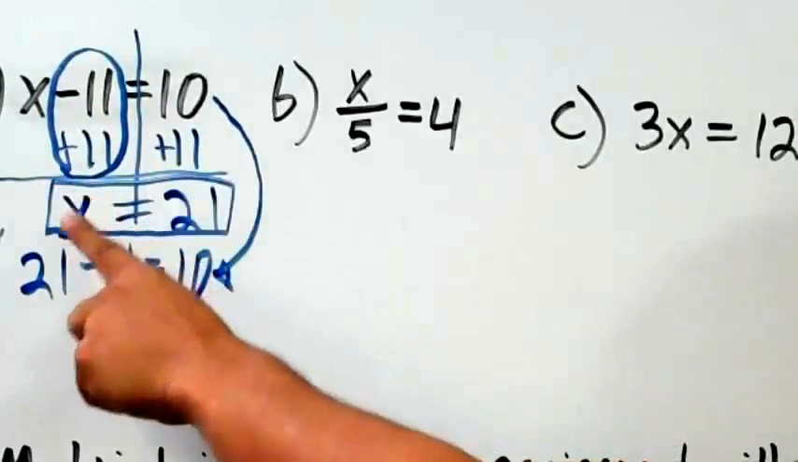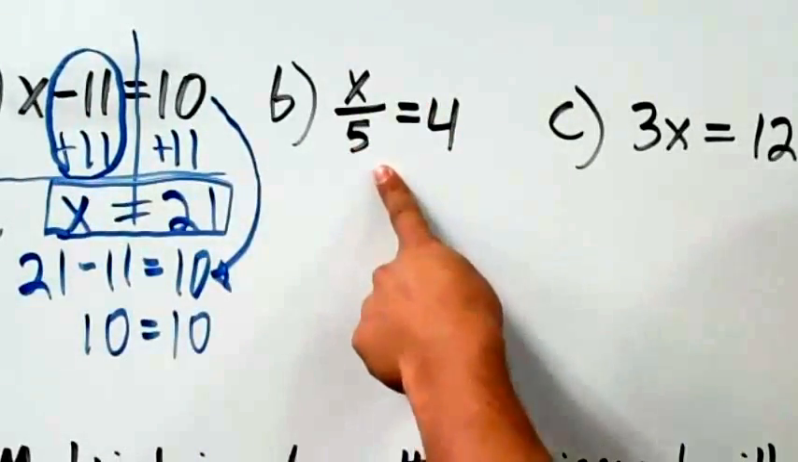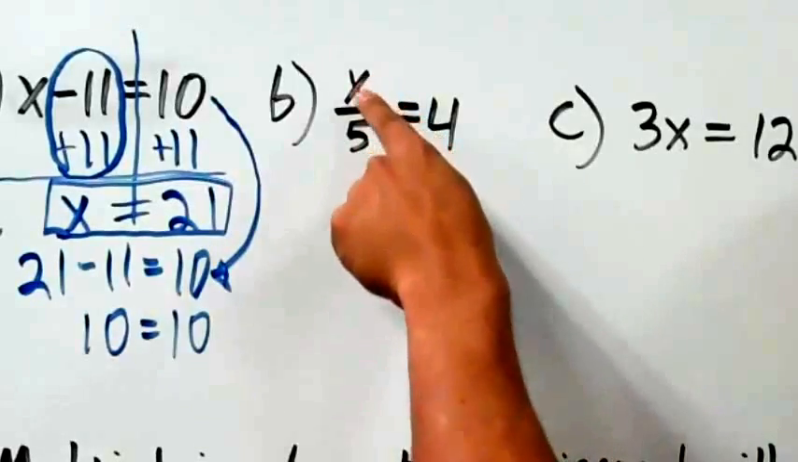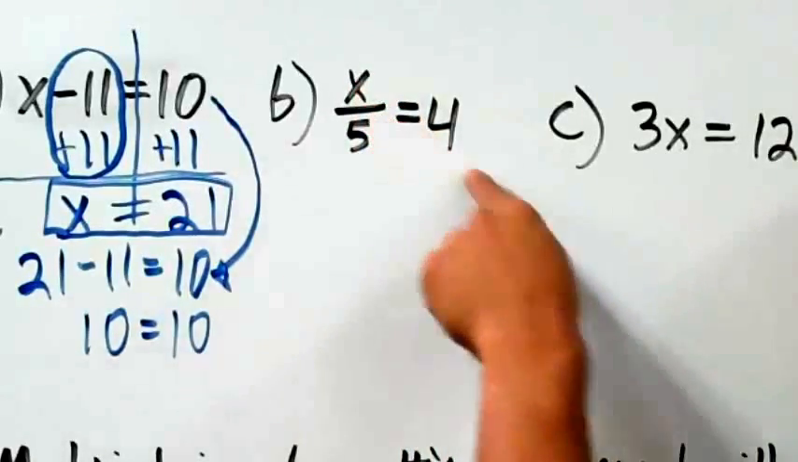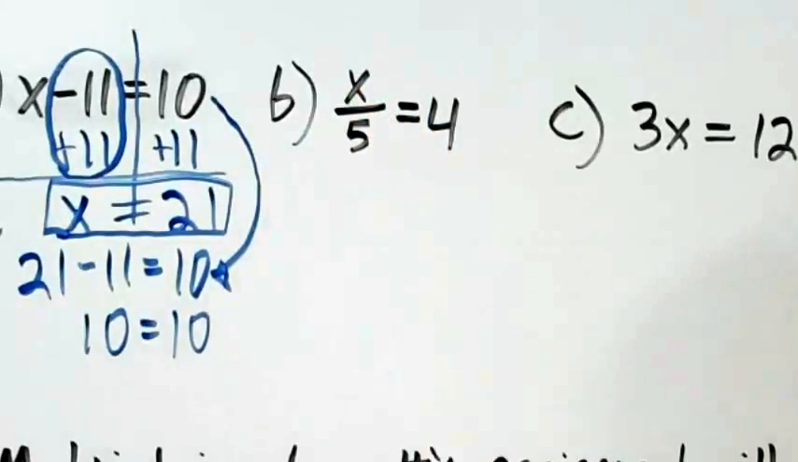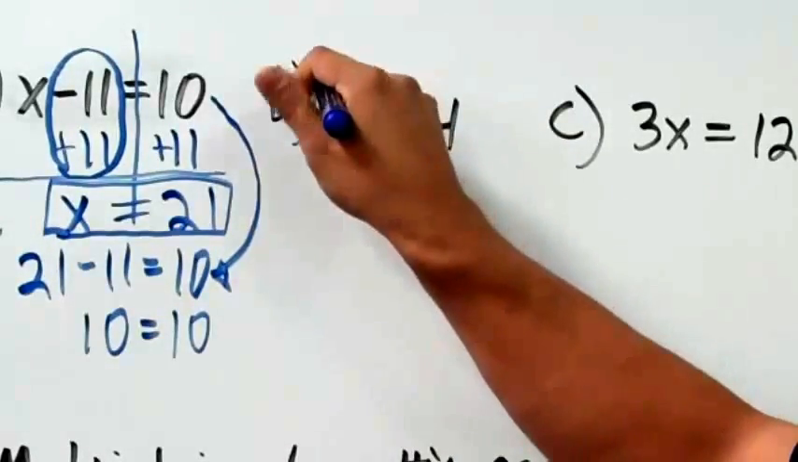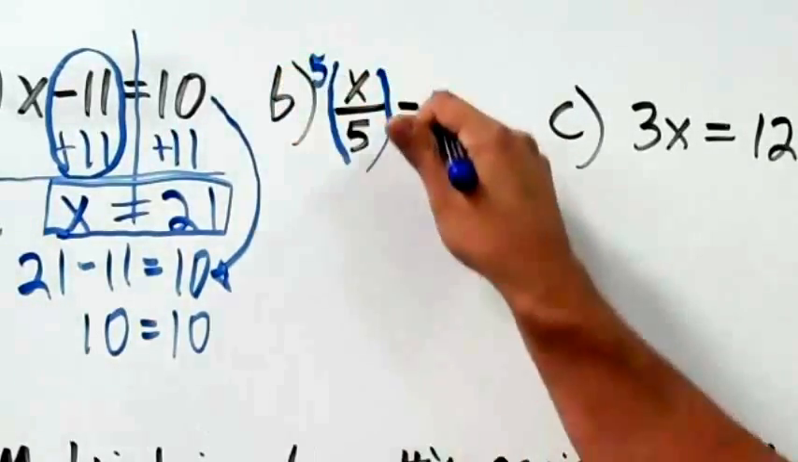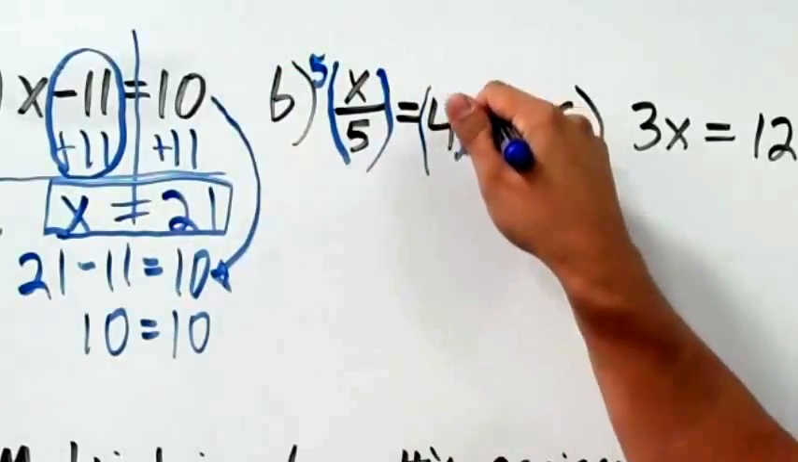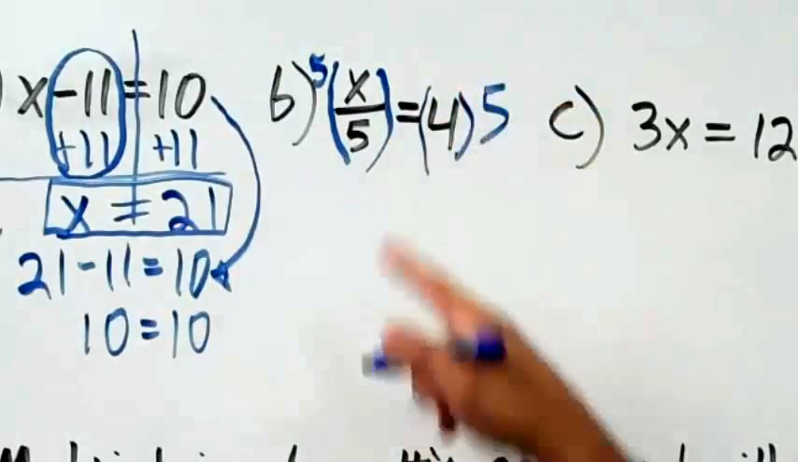Okay. So this is when we have subtraction going on. You always want to do the opposite, we add. Here I have division going on. It says x divided by 5 equals 4. So if we're dividing by 5, that means I want to do, again, the opposite of division, which is multiplication. So I'm going to multiply both sides by 5.